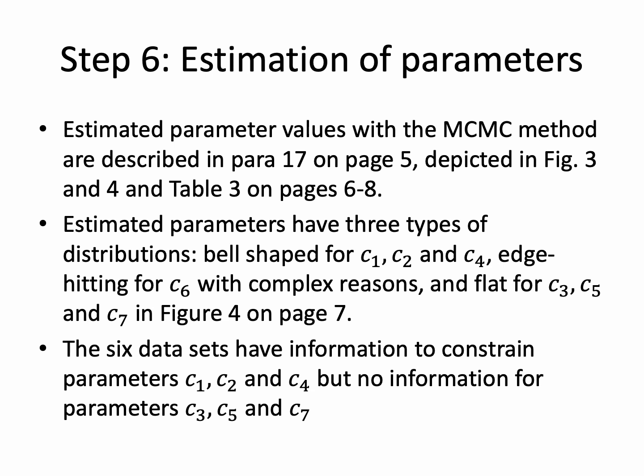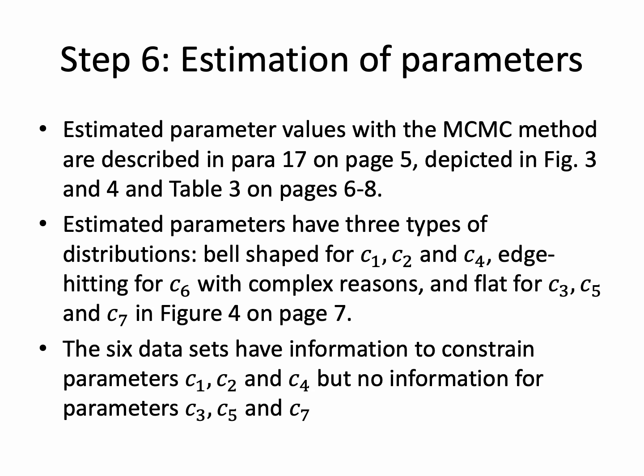After the cost function is minimized with global optimization using the MCMC method, we obtained estimated parameter values in step 6. The estimated parameter values are described in paragraph 17 on page 5, depicted in figures 3 and 4 and table 3 on pages 6 to 8. Estimated parameters have 3 types of distributions or histograms, as shown in the middle column in figures 3 and 4. The 3 types of histograms are bell-shaped for parameters C1, C3, and C4, edge-hitting for C6, and flat for C3, C5, and C7 in figure 4 on page 7.